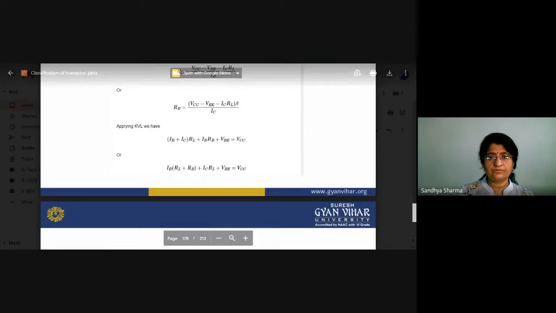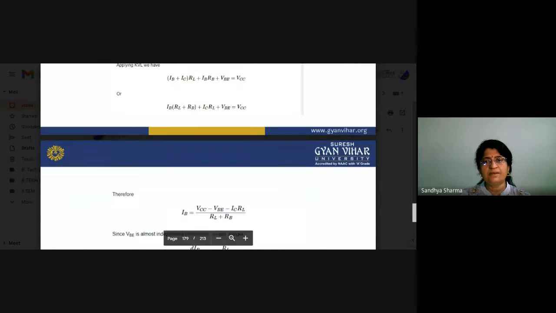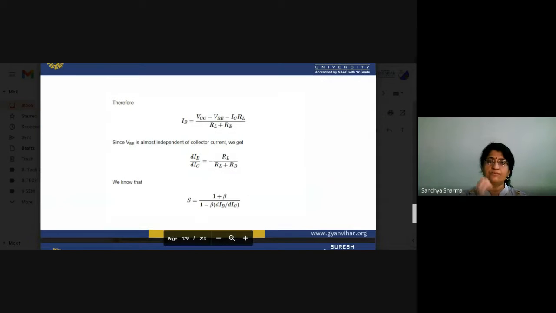So what you have to see, you can open it and you can calculate the IB, IC in terms of VB. So if you want to calculate the IB, that is equal to VCC minus VBE, and you can solve these equations with RL plus RB. So VB is almost independent of the collector current. So del IB by del IC is equal to minus RL upon RL plus RB.